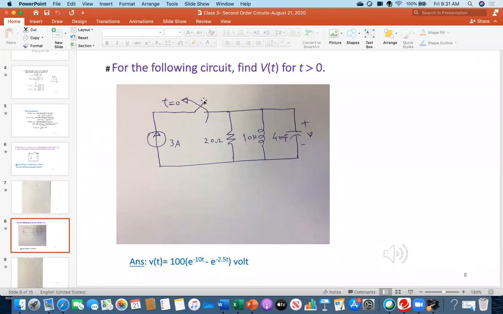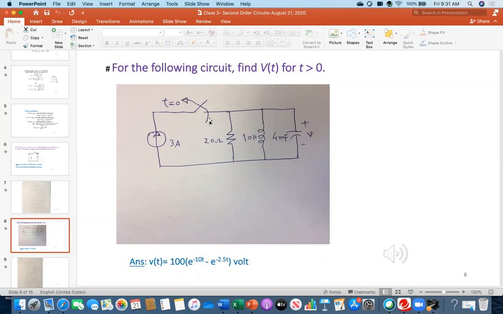So when the switch was closed, this means the 3 ampere main source is flowing 3 ampere, and then the 20 ohm resistance. But because this is an inductor, the middle component, and you know that 3 ampere is the DC current, for DC the 10 Henry inductor will be short circuited, and the capacitor will be open circuited. Therefore, how much current will flow through the inductor? Could you answer? How much current will flow through the inductor? 3 amps. Exactly, 3 amp.